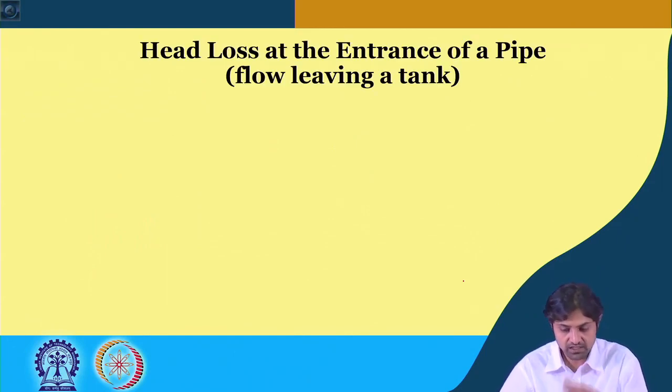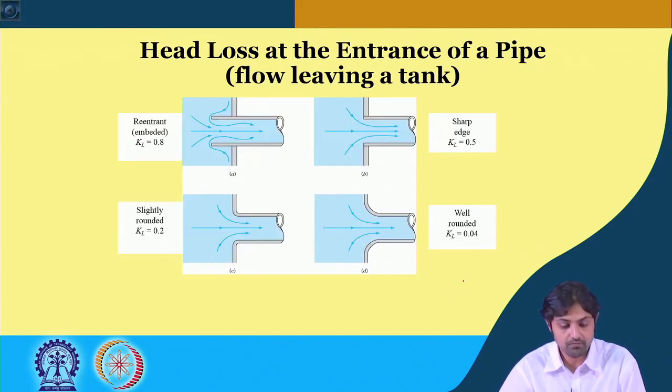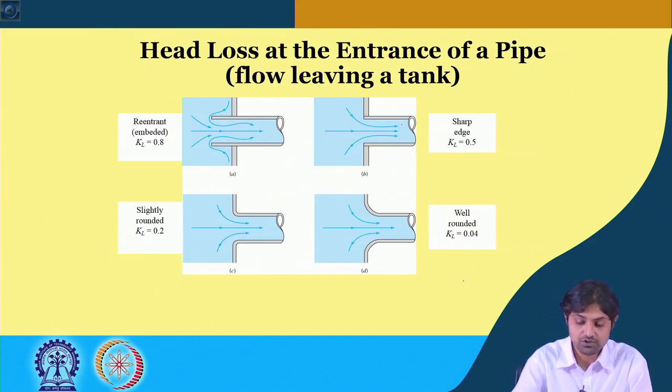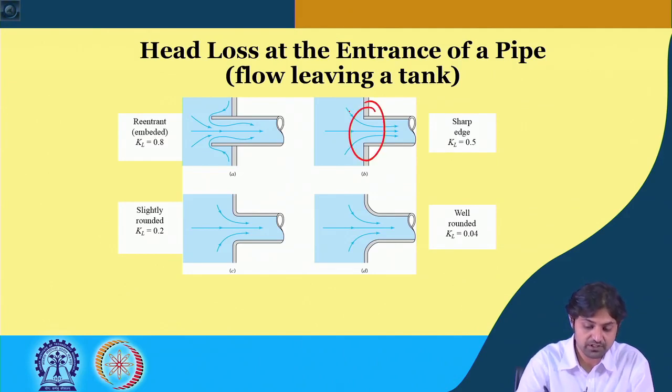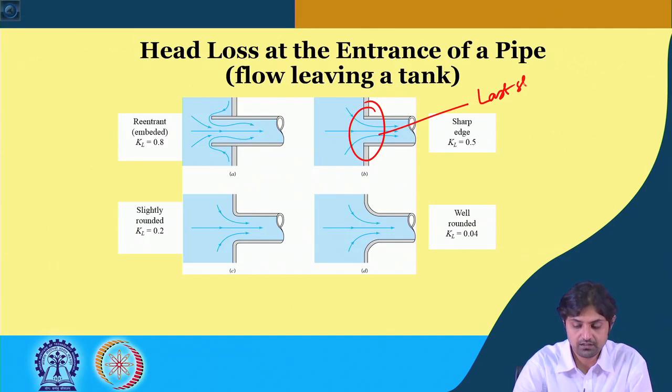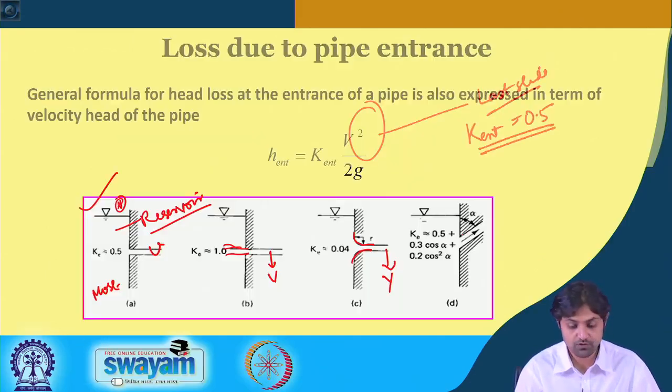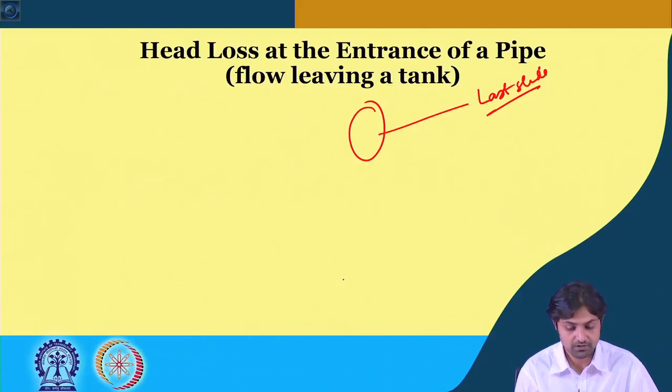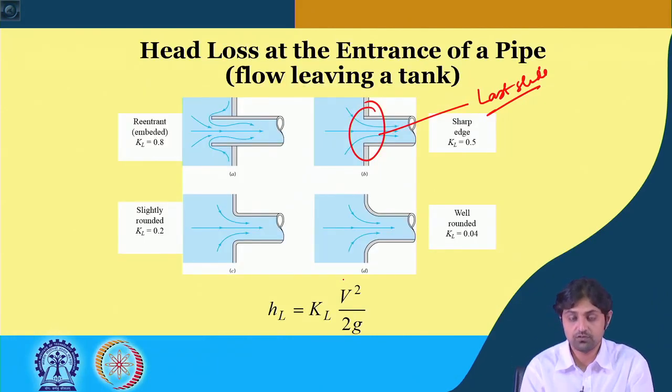Now, the head loss at the entrance of the pipe, that is when the flow is leaving a tank. In this case it is the same thing. So, sharp edge, this is also entrance only, this is the one that we studied in the last slide. If it is well rounded, you saw that there was a value of 0.04, it is a much better looking figure, but the message is the same.